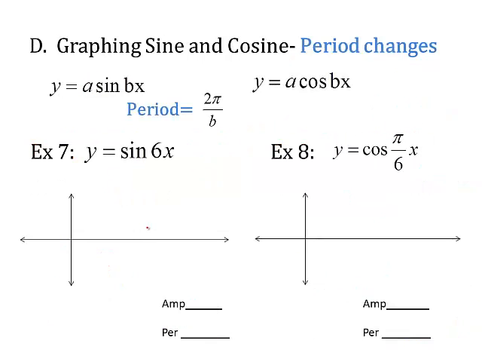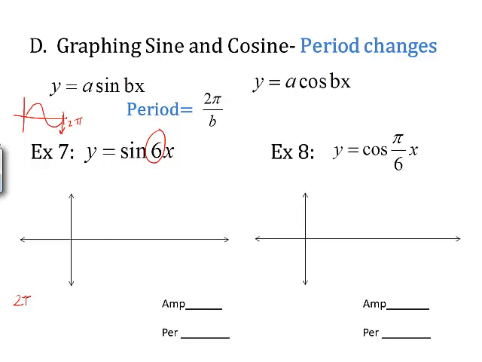Okay, so graphing sine and cosine with period changes. Okay, I've corrected my example numbers. This is number 7 now. Sorry for any inconvenience there. Okay, so when B, right here, is something more than a 1, the period is going to change. So I'm talking about the sine graph here. Normally looks like this. Normally ends at 2 pi. That's going to change because there's a 6 here. So I need to figure this out.